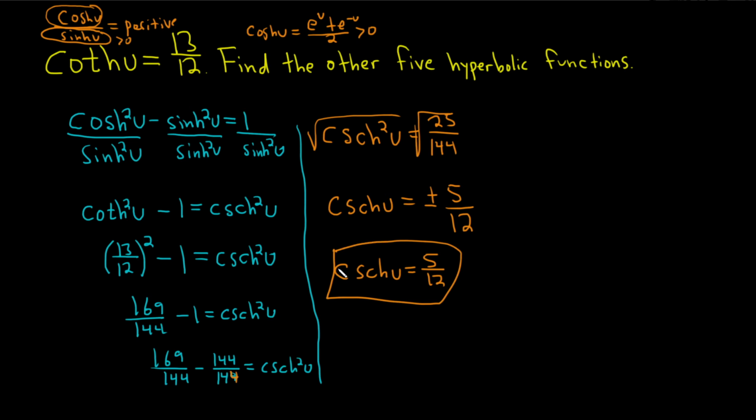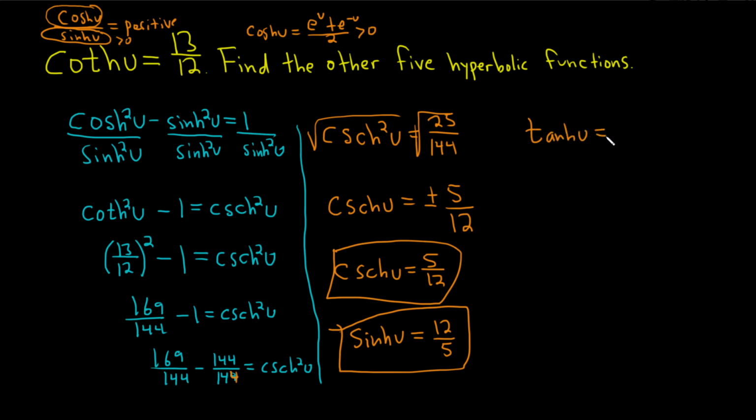Okay, so what do we have so far? We have the hyperbolic cotangent, we have the hyperbolic cosecant. Well, we know that the hyperbolic sine is equal to 1 over the hyperbolic cosecant. It's the reciprocal of this one. So this is just 12 over 5. These are reciprocal functions. All right, what else do we need? We can find hyperbolic tangent. Let's do that. Hyperbolic tangent is the reciprocal of hyperbolic cotangent. So that'll just be 12 over 13 because you just flip it.